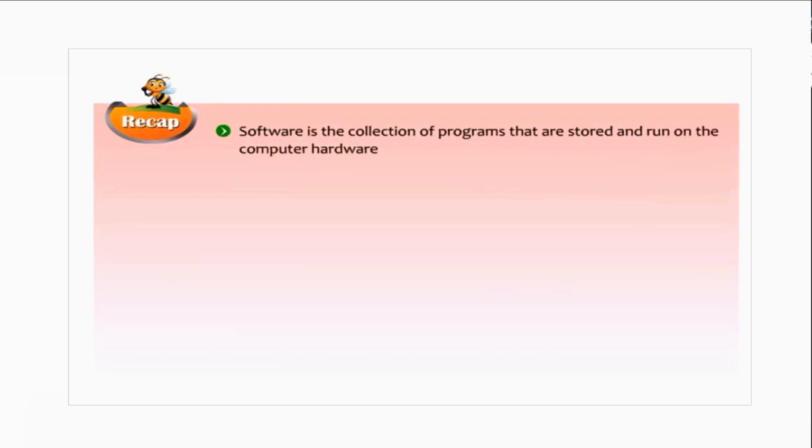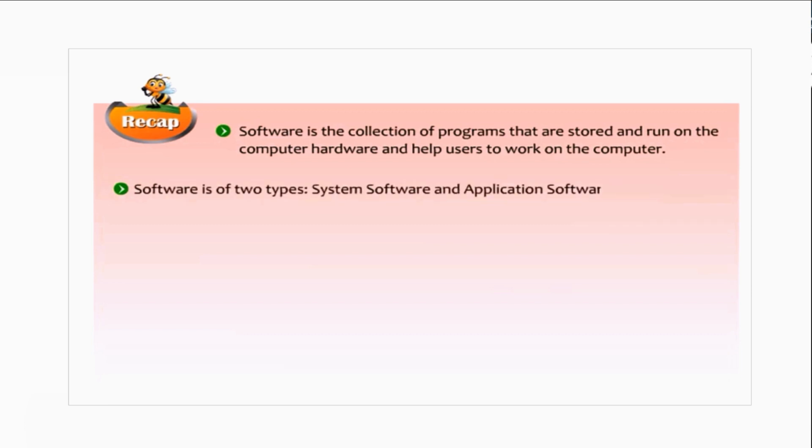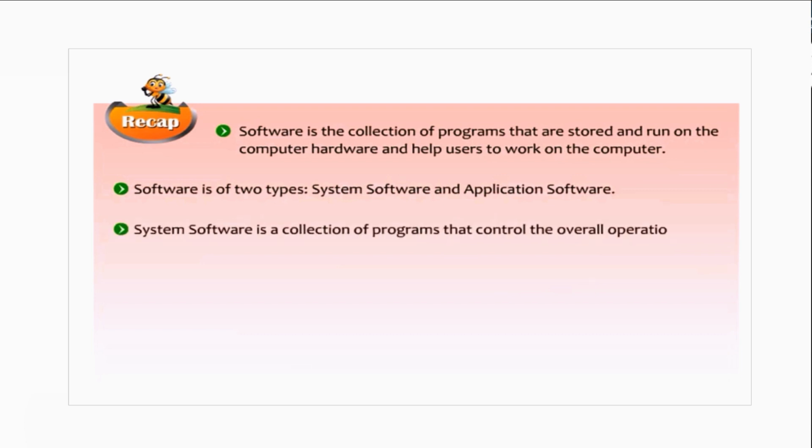Okay students, let us take a recap of this chapter. Software is the collection of programs that are stored and run on the computer hardware and help users to work on the computer. Software is of two types, system software and application software. System software is a collection of programs that controls the overall operations and internal working of a computer system.